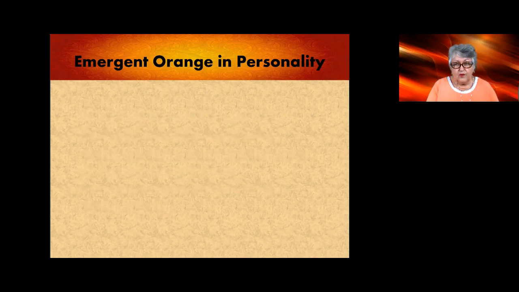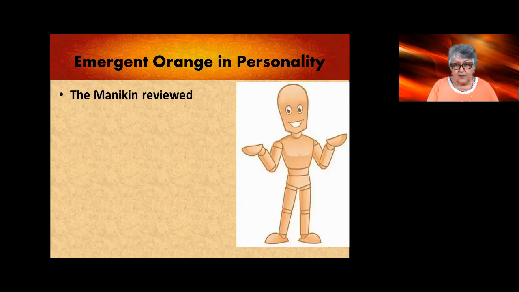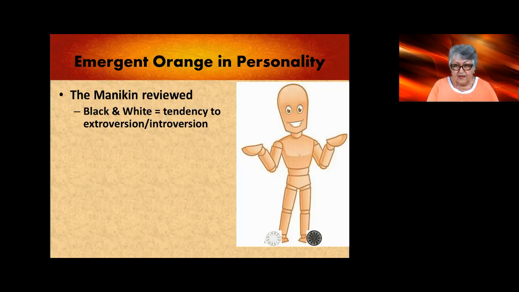How does orange emerge in a personality? Well, firstly, let's review the little mannequin that I've created in order to examine just how these personality colours are effective in a human being. We know that black and white are the basic colours. They occur together, and they represent a tendency to either extroversion or introversion. But they also have a tendency towards those things that remain internal to the person, that is the black issues, and those things that are allowed to be seen by others, the white issues.